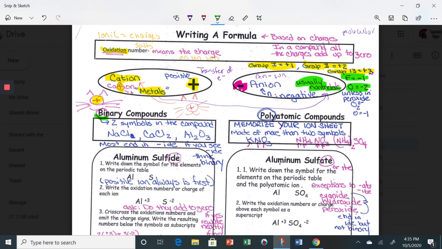Okay, they all end in IDE if it's a binary. So that's a key when you go to look at a name of a compound, with a couple of exceptions, because remember there's always an exception to the exception. If the name ends in IDE, you have a binary compound, 2 different chemical symbols. Only 2 different chemical symbols.